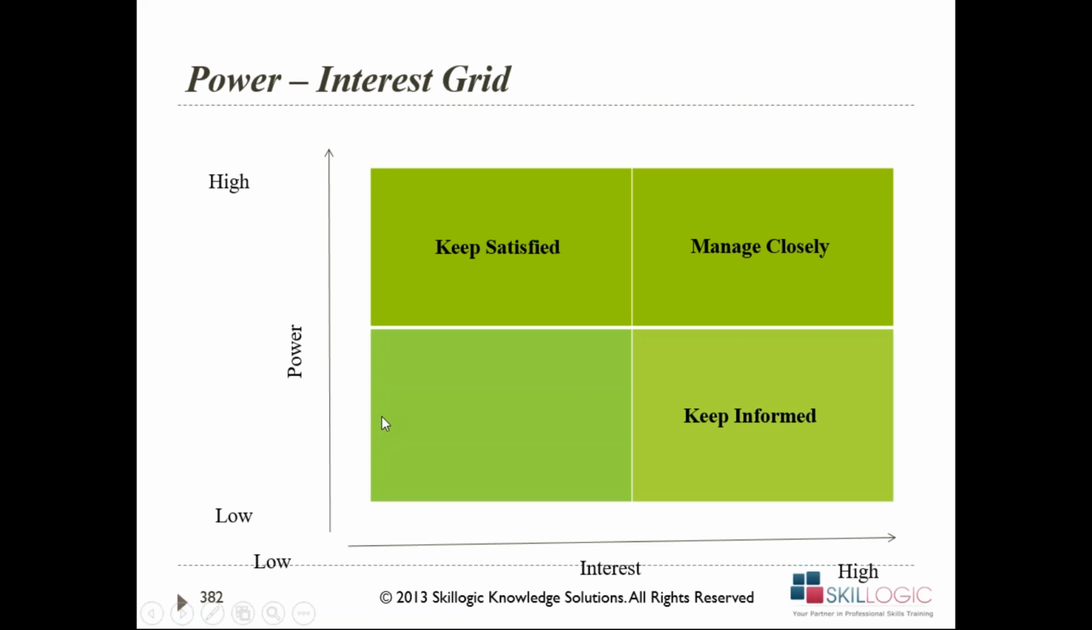And high power, high interest but low power: they don't have much power, they cannot influence my project much, but they have very high interest. Keep them informed. The villagers, in the example of the dam which we're constructing, keep them informed about the progress and what we are doing for them. And low power, low interest, we need to just monitor them if they are changing.